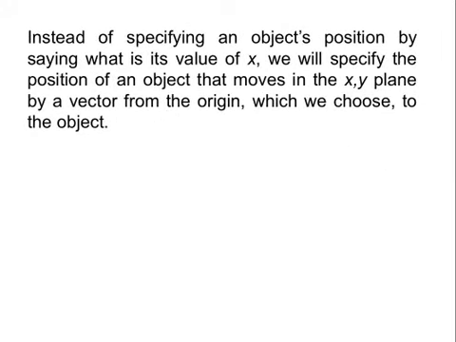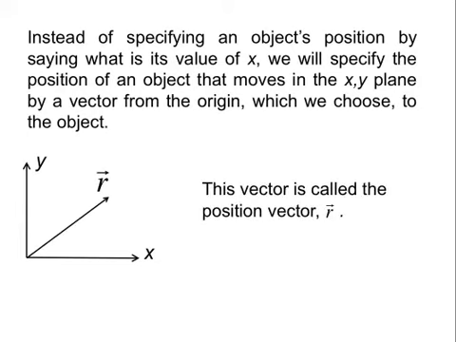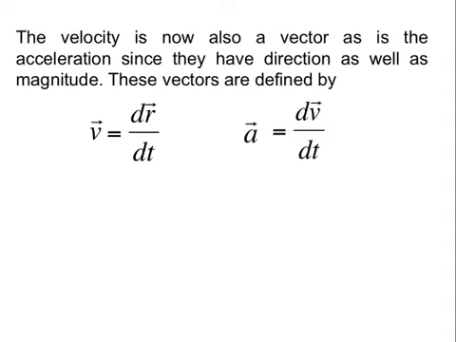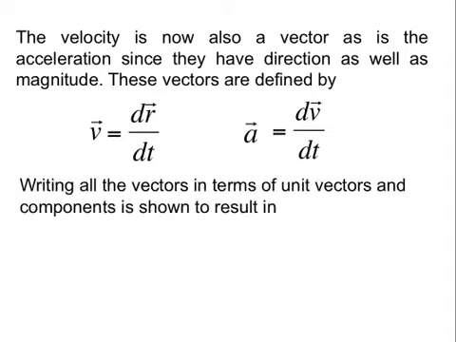Instead of specifying an object's position by saying what is its value of x, we will specify the position of an object that moves in the xy plane by a vector from the origin, which we choose, to the object. This vector is called the position vector. The velocity is now also a vector, as is the acceleration, since they have direction as well as magnitude. These vectors are defined by the vector equations v is dr dt, a is dv dt.